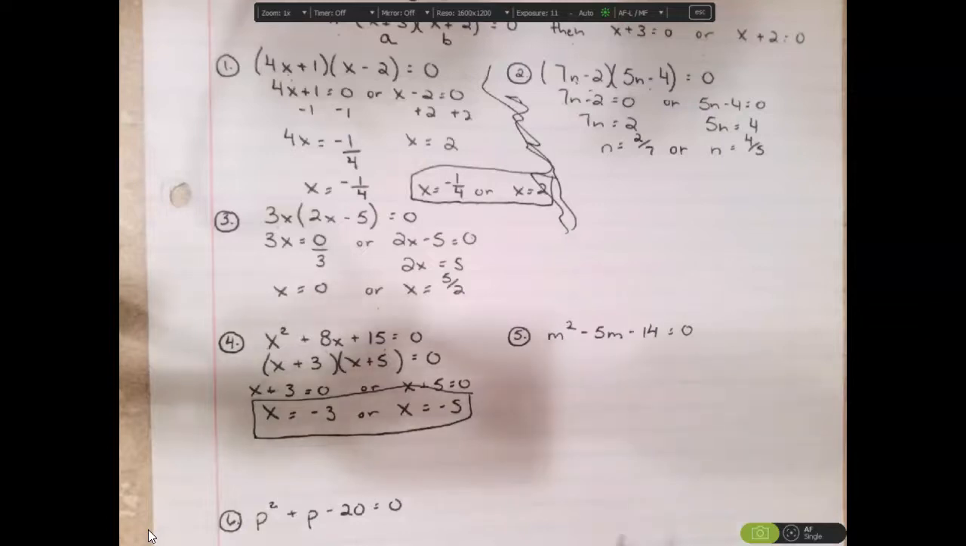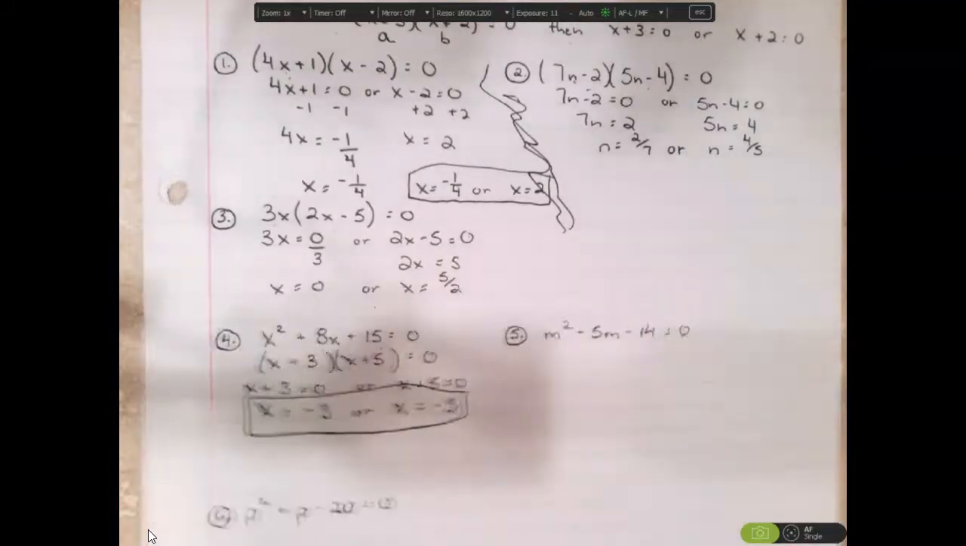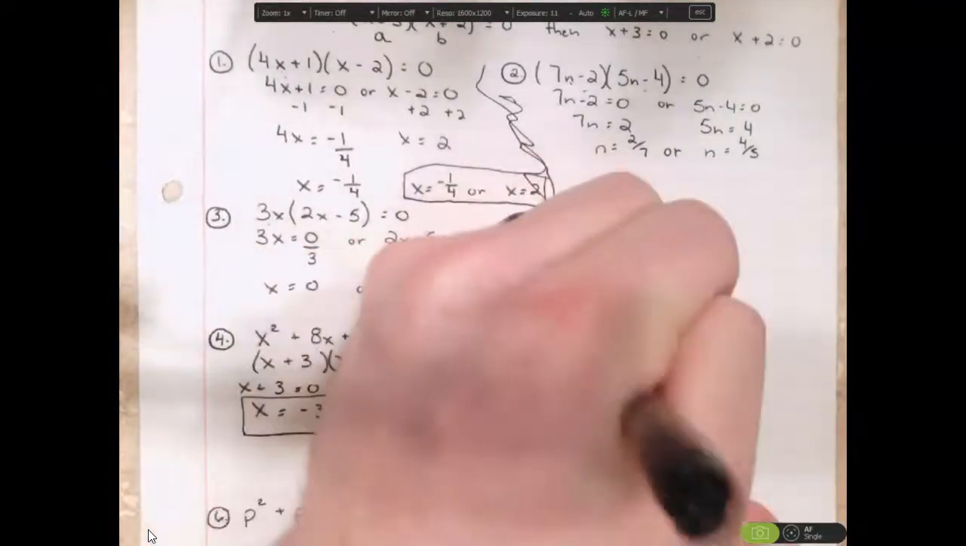Alright, hopefully you went through and you paused the video and you checked them out. Let's go through and take a look at this one. So for number 5, m squared minus 5m minus 14 is equal to 0. Let's go through here. So I need to factor it.